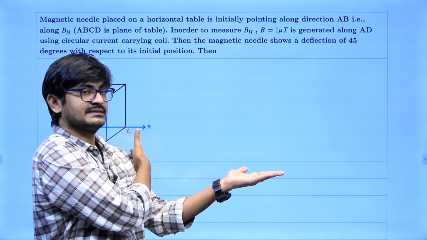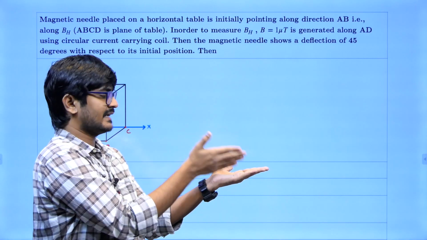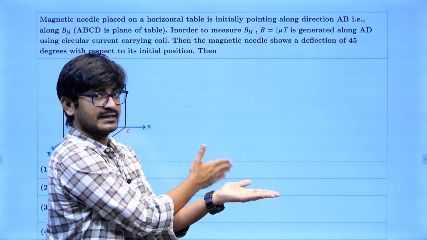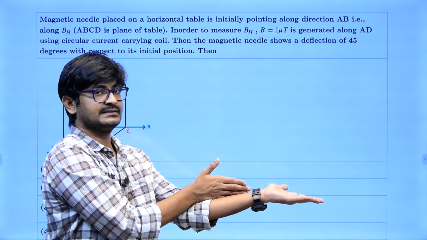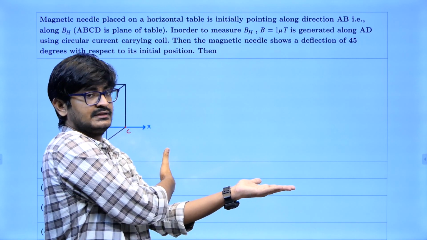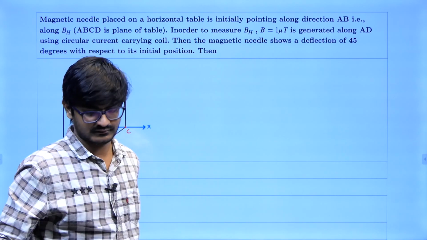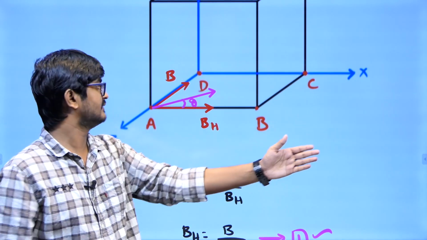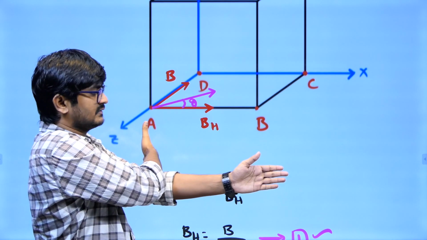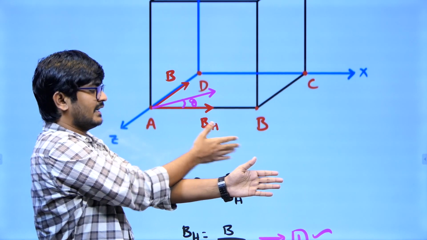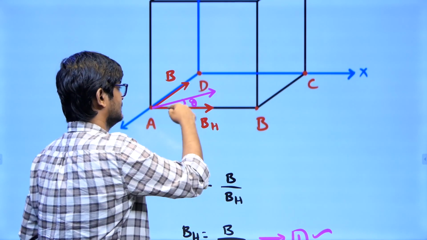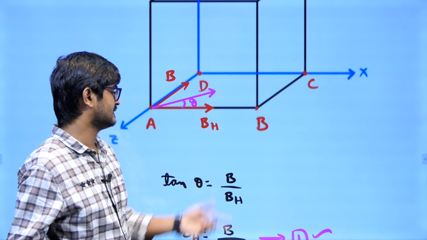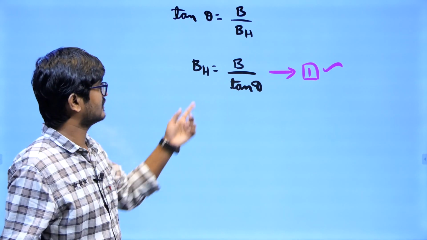Now when I am creating something in this direction, the net magnetic field will be somewhere in this direction, so the magnetic needle will be pointing in that particular direction. Now they said it is pointing at an angle of 45 degrees. The meaning is, the resultant of this BH and this magnetic field created will be along 45 degrees. So this was the already existing magnetic field, this is the magnetic field created. Now the resultant will be pointing in this direction, making an angle of 45 degrees. So you can take tan theta, and from there you can get the horizontal magnetic field.